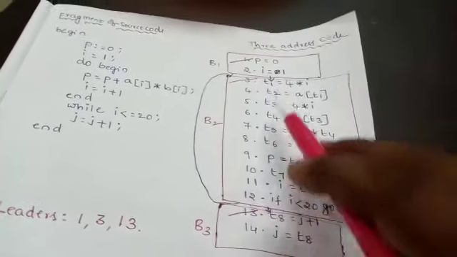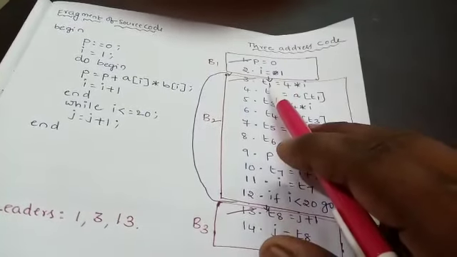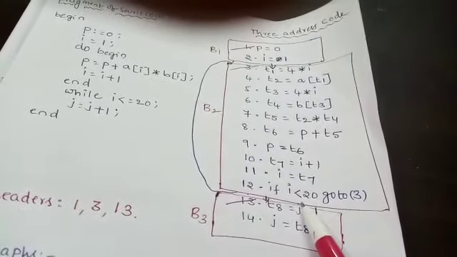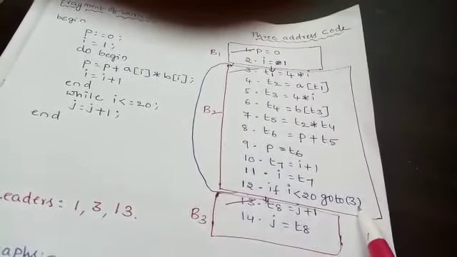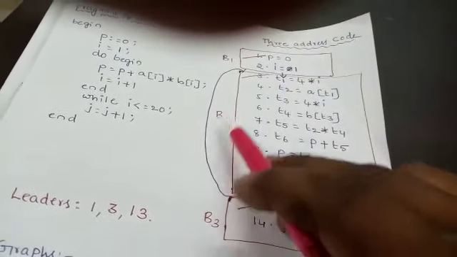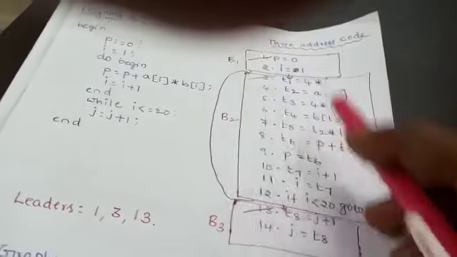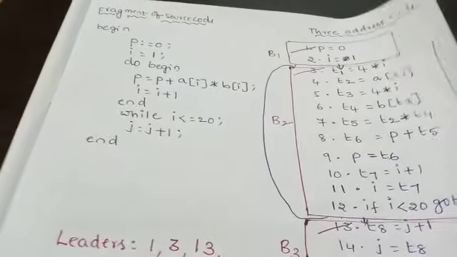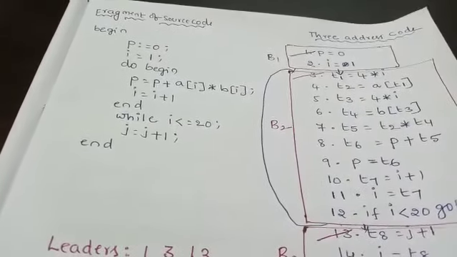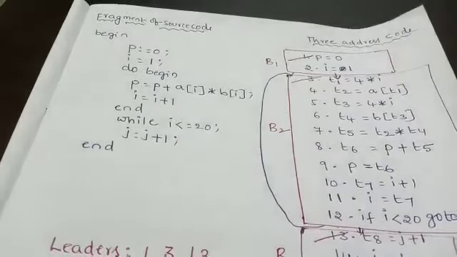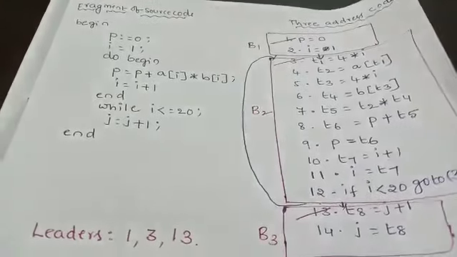Here there is an arrow from B1 to B2, and at the same time another arrow. Here the condition is: if i less than or equal to 20, goto B2. So from this we draw one edge to 3, that is B2 only. So this is about the basic blocks and flow graphs: for a given three address code, how to construct basic blocks and the flow graph. Thank you very much.